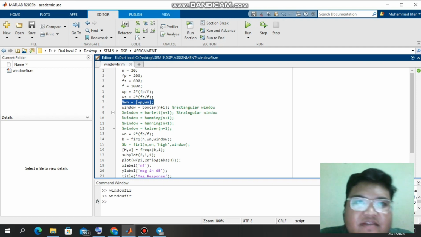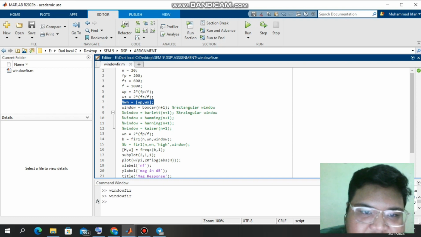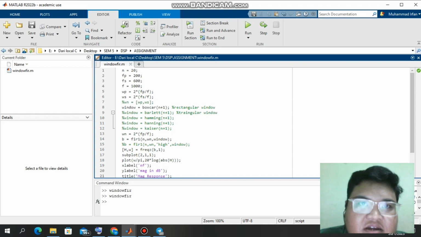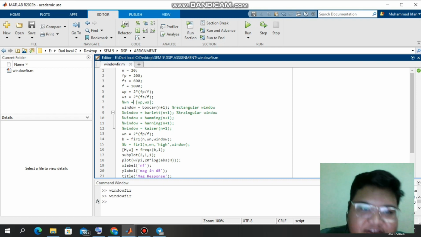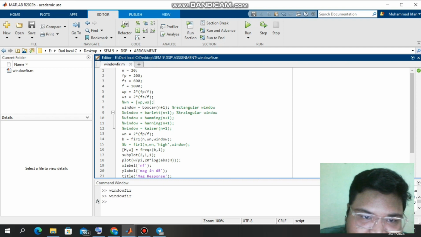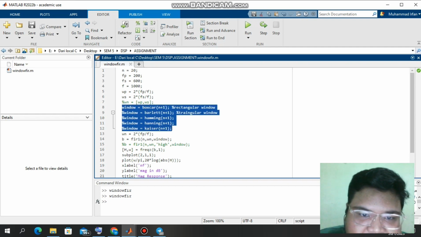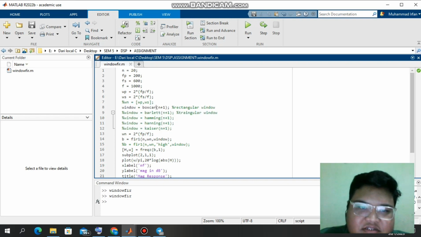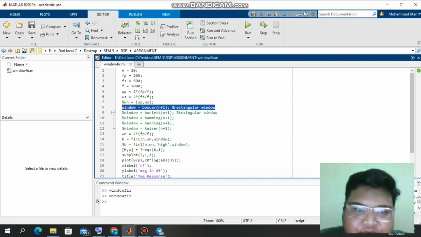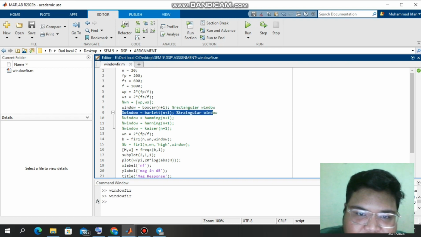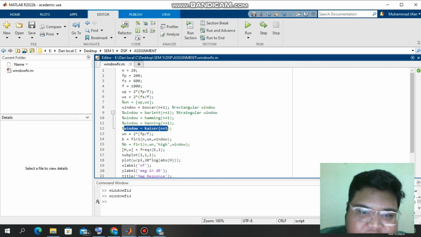This is the limit of the frequency, which means converting the cutoff frequency to radians with this function. Next, this is the list of window functions. The first window is the rectangular window. Next, the Bartlett window or triangular window. Then this is the Hamming window. This is the Hanning window, and lastly, this is the Kaiser window.